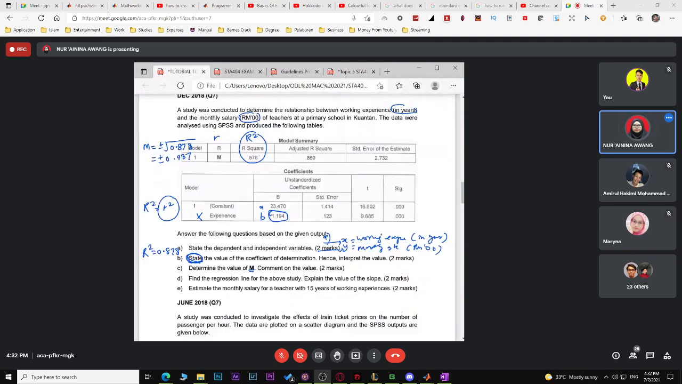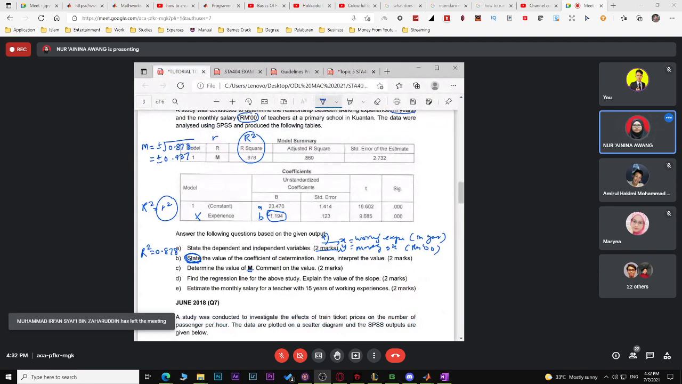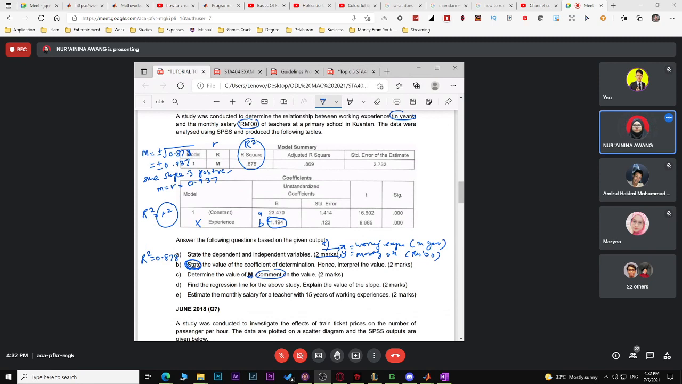So in this case, since your slope is positive, so we say that since slope is positive, so your M ataupun your punya R ni dia akan jadi 0.937. Okay, so maksudnya the value will be positive lah. And the question asks you to comment on the value. So we said that there is a strong positive linear relationship between working experience and also monthly salary. Okay. So that is how to answer for question C.